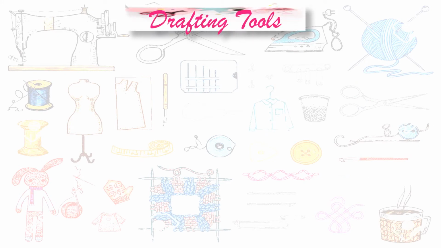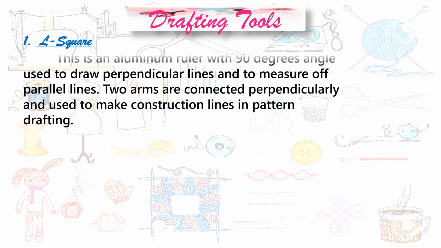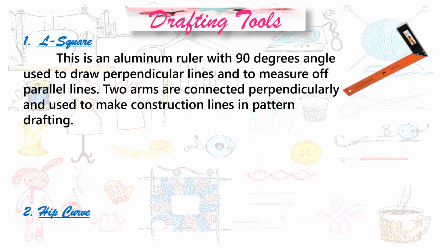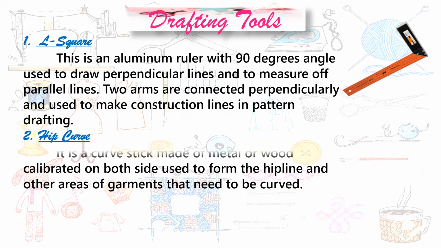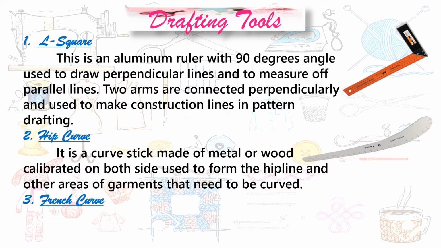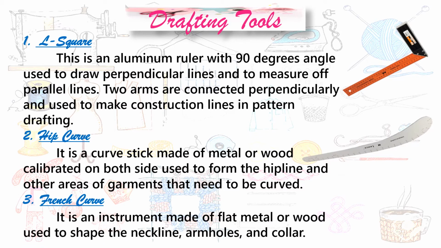The next classification of tools is the drafting tools. Under drafting tools we have the L square. This is an aluminum ruler with a 90 degree angle used to draw perpendicular lines and to measure off parallel lines. Two arms are connected perpendicularly and it is used to make construction lines in pattern drafting. The second one is the hip curve, a curved stick made of metal or wood, calibrated on both sides, used to form the hip line and other areas of garments that need to be curved. Then number 3, the French curve. It is an instrument made of flat metal or wood used to shape the neckline, the armholes, and the collar.